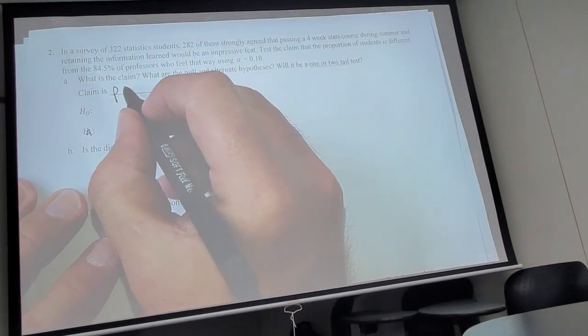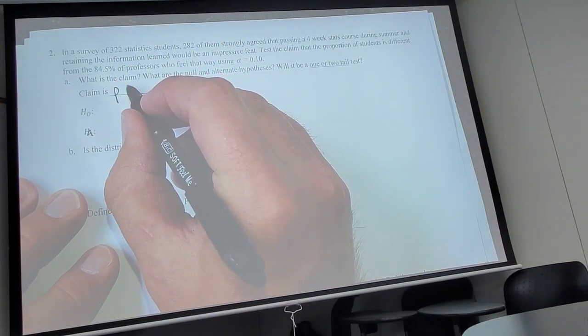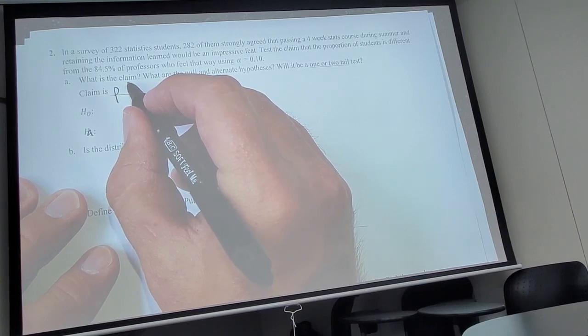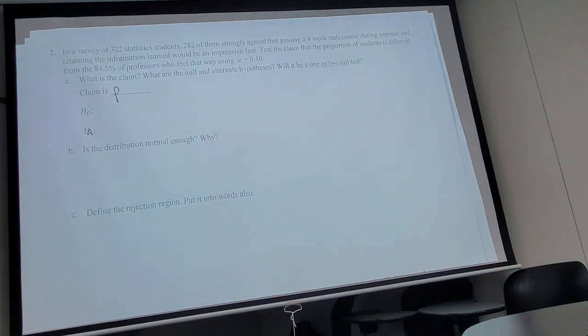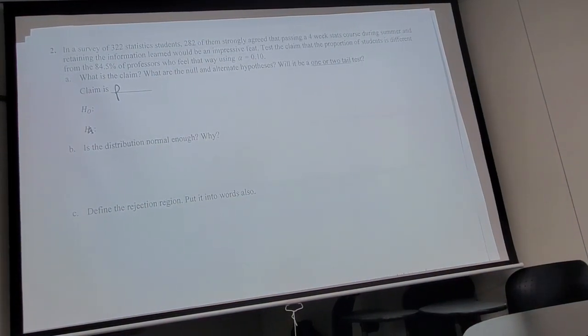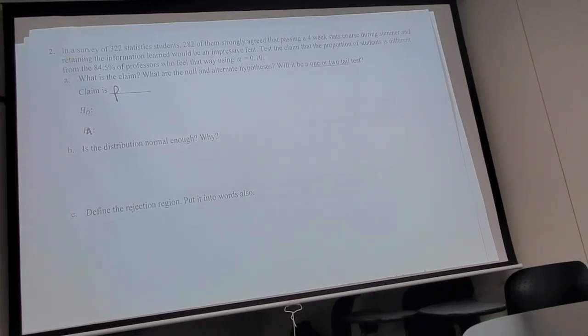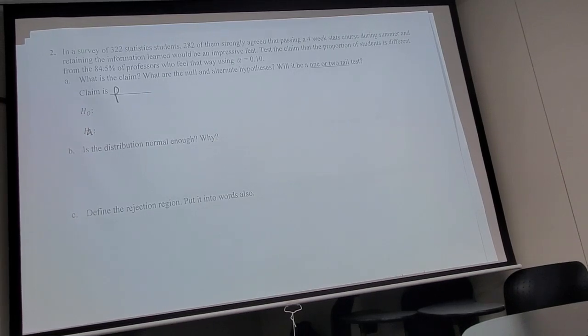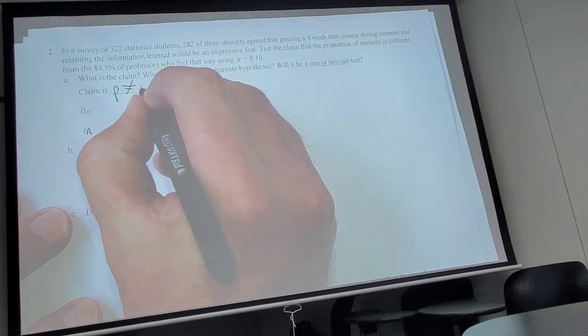Keep going. What's the claim? In mathish now. Is different from. So what would that be? How do you say that in mathish? Is different from. Does that mean it's greater? Necessarily? Does it mean it's less than? Does it mean that it's equal to if I say something's different from something else? Are they equal? No. So they are not equal, right? That's it. So p not equal to 0.845.